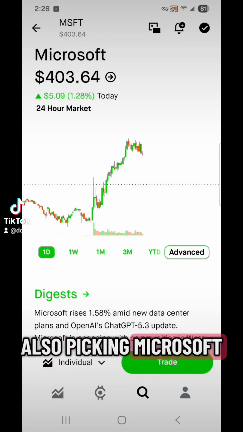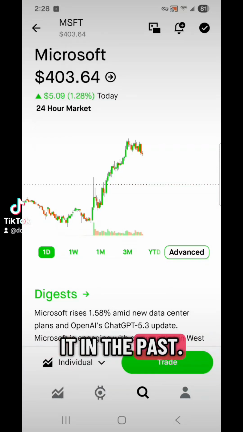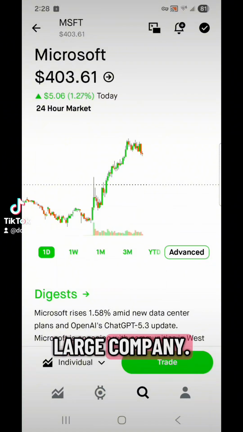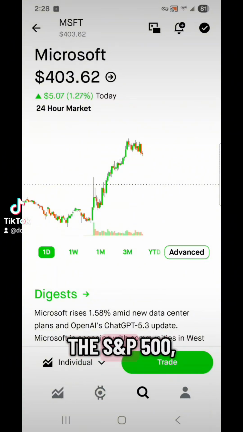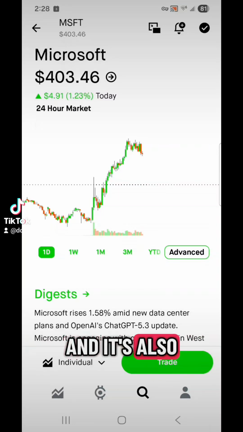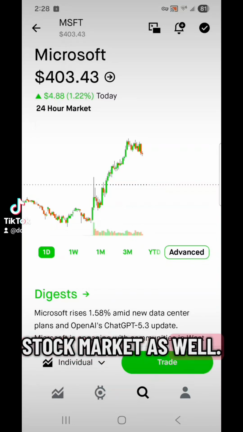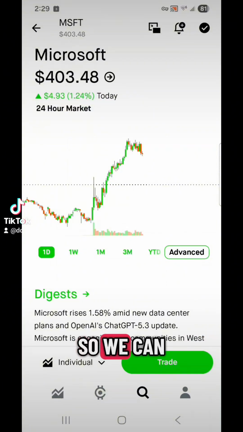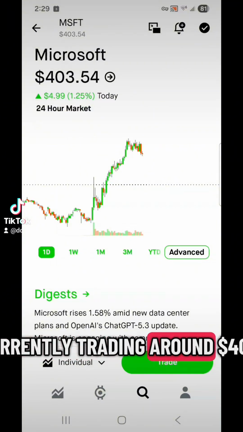Plus, why I'm also picking Microsoft is because I've been successful with it in the past. It's a big, large company. It's one of the leaders of the S&P 500, which is basically the stock market. And it's also part of the Magnificent Seven, the top 7 leaders of the stock market as well. So you can see that it's currently trading around 404.